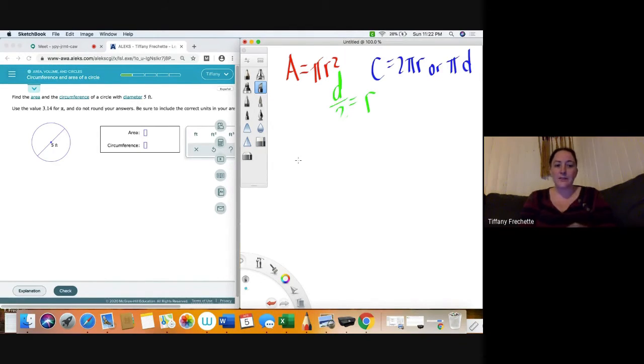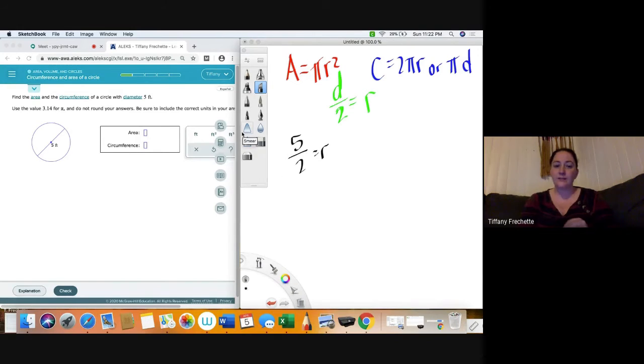So find the area and circumference of a circle with a diameter of 5 feet. So they went ahead and gave us a diameter. What I'm going to do is go up here. We're going to use this formula here, diameter divided by 2. So we take the diameter, and we divide by 2, and then it's going to give us our radius.